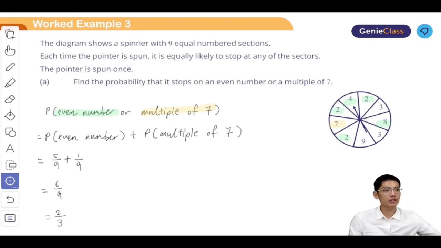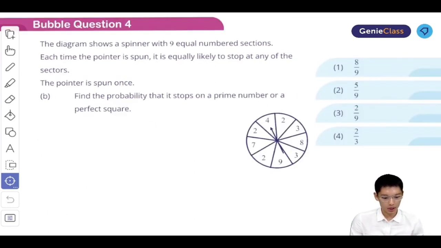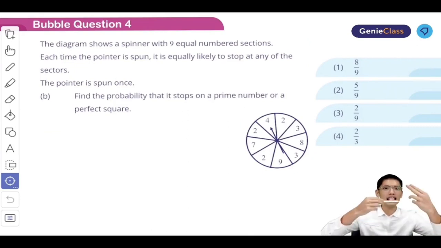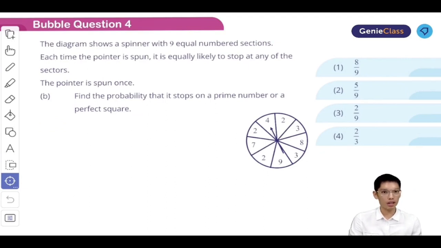All right, now let's do a bubble question. You realize this teacher every time likes to use prime numbers, right? But I add it up: prime number or a perfect square. Launching a bubble launcher in 3, 2, 1, let's go. So, prime number or a perfect square. I do hope you all know what all these terminologies are. Prime number or a perfect square.